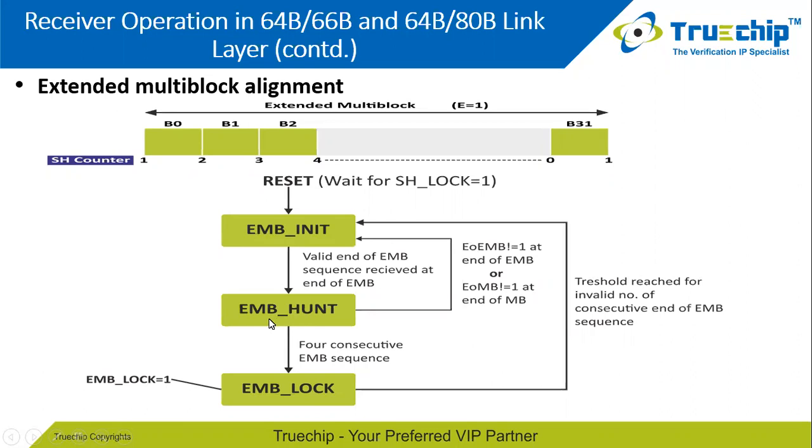Here, the receiver continues to detect valid end of extended multi-block sequences. Any invalid sequence received causes the state machine to move to EMB init state. After detection of four continuous valid end of multi-block sequences, EMB alignment is achieved and the state machine moves to EMB lock state. At the EMB lock state, the receiver asserts EMB lock equals to 1. In EMB lock state, the receiver continues to detect the pirate signals and counts the number of invalid sequences, if received. If the number of invalid sequences received is equal to the threshold, then it is assumed that the EMB alignment is lost and the state machine moves to init state. This threshold can be fixed to 8 or it can be programmable.